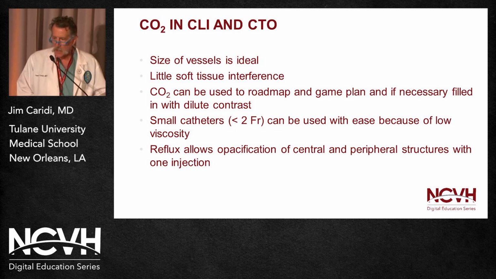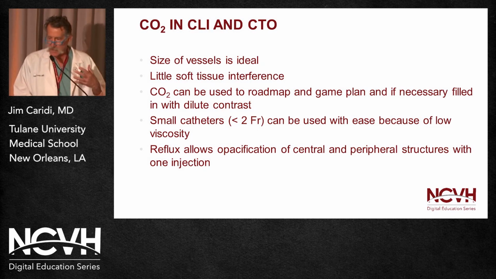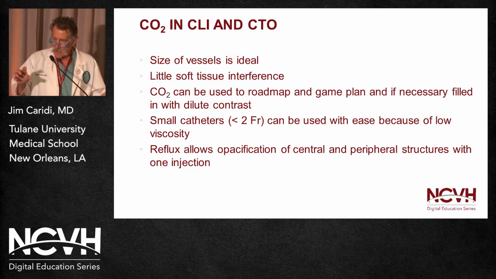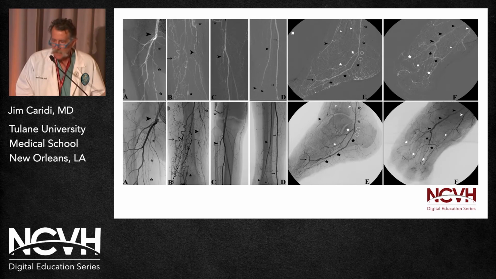CO2 and CLI and CTO, the size of the vessels are ideal. There's little soft tissue interface, and CO2 can be used as a roadmap all the way down. Now, some people will say, well, I use CO2 when I get down to the foot, if I use too much contrast. Why not start with CO2, get down to the area of involvement, and if you have a problem, you can use a little bit of dilute contrast to see what you need to see. We can use it in small catheters, 2 French or less, and then the opacification from reflux. If you inject in one of these small foot vessels, it'll reflux back and show you more than just the artery that you're in. This is just an example of CO2 on top and contrast on the bottom.